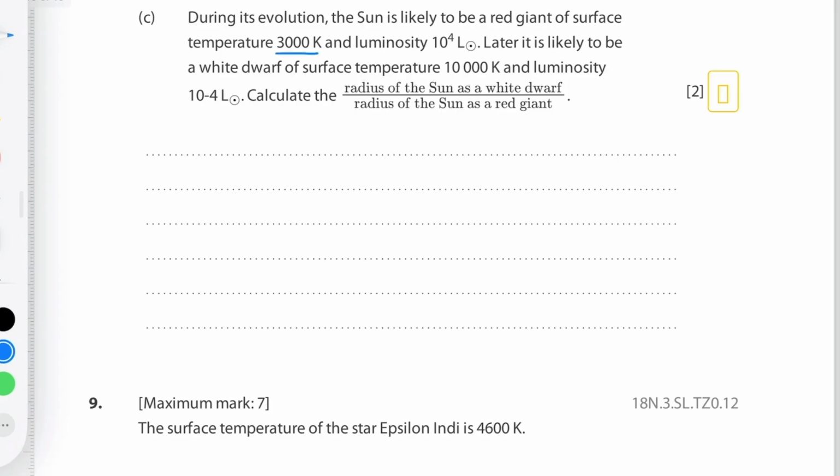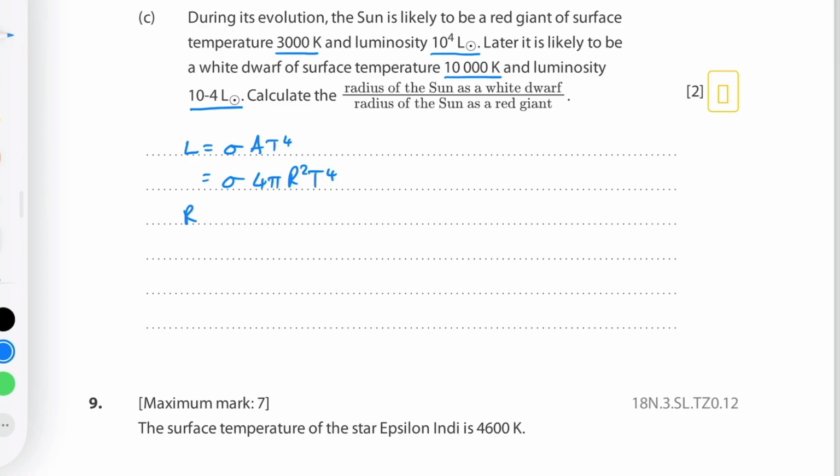C. During its evolution, the Sun is likely to be a red giant of surface temperature 3,000 Kelvin and luminosity 1 times 10 to the 4 that of the Sun. Later, it's likely to be a white dwarf of surface temperature 10,000 Kelvin and luminosity 1 times 10 to the minus 4. Calculate the radius of the Sun as a white dwarf over the radius of the Sun as a red giant. It's the same calculation we did earlier. So we're looking at L equals sigma 4 pi r squared T to the 4th. And what we want to do is rearrange for r.